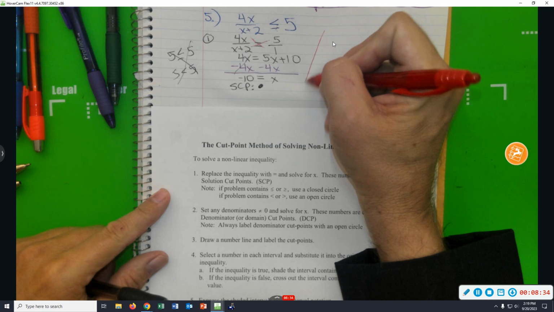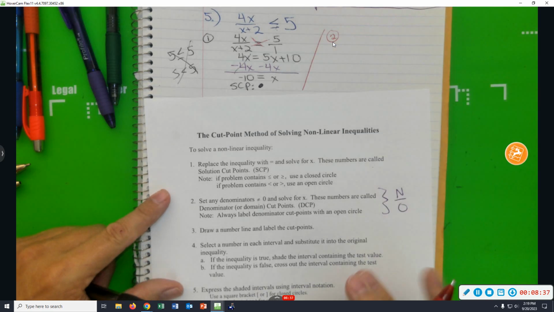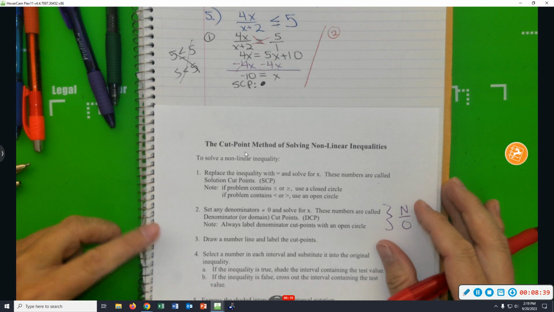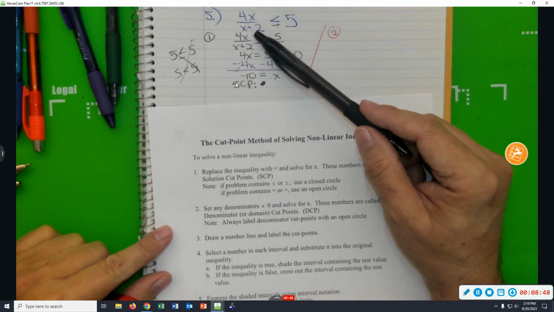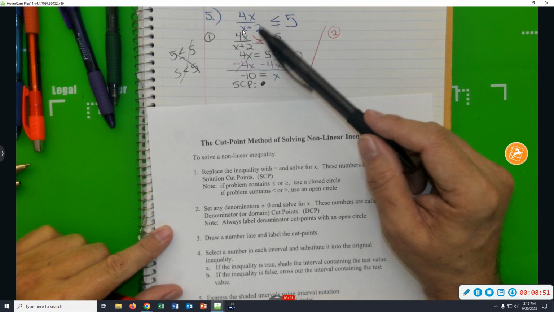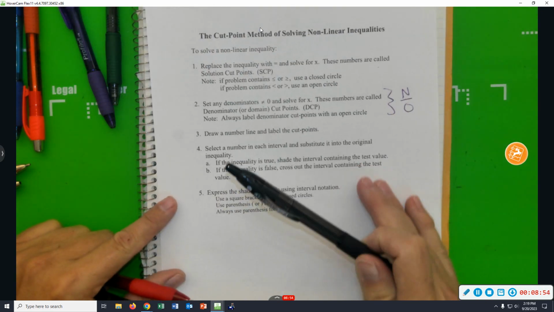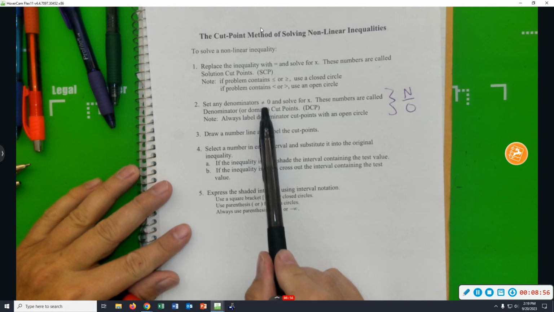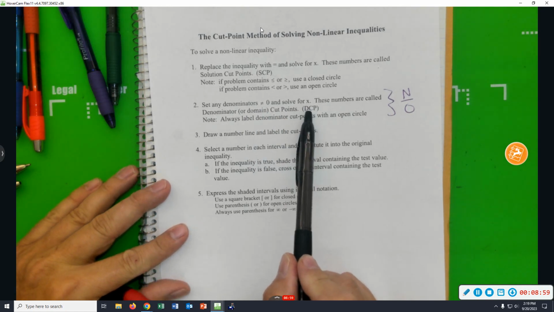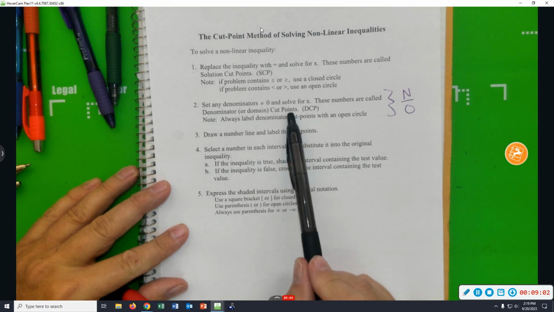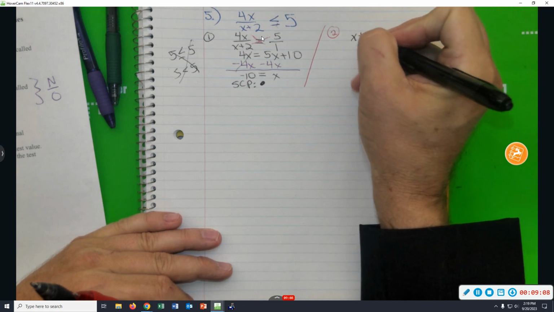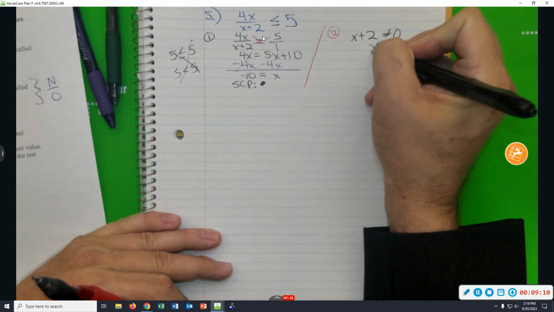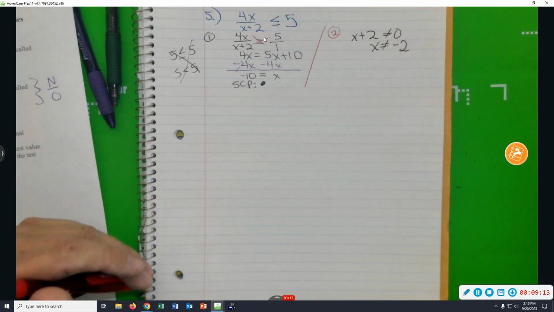The second step, step number 2, it's a short one, so I can do it right here. You ask yourself, when is the expression undefined? We've dealt with undefined fractions. A fraction is undefined when the denominator is 0. So look at what the second step says. Set any denominators not equal to 0 and solve for x. The numbers you get here are called denominator cut points. There's only one denominator, that x plus 2. You don't want that to be 0, so x cannot equal negative 2.